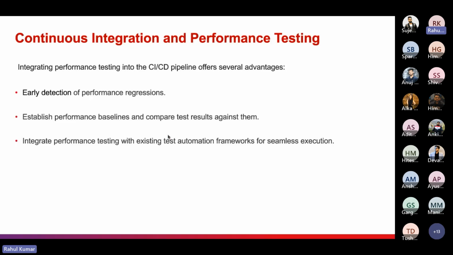Establish the performance baseline and compare the test results against it. We establish the performance baseline and compare the test results; integrating performance testing into the CI/CD pipeline allows for stabilizing of the performance baseline. The third one is integrating the performance testing with the existing test automation framework for seamless automation.